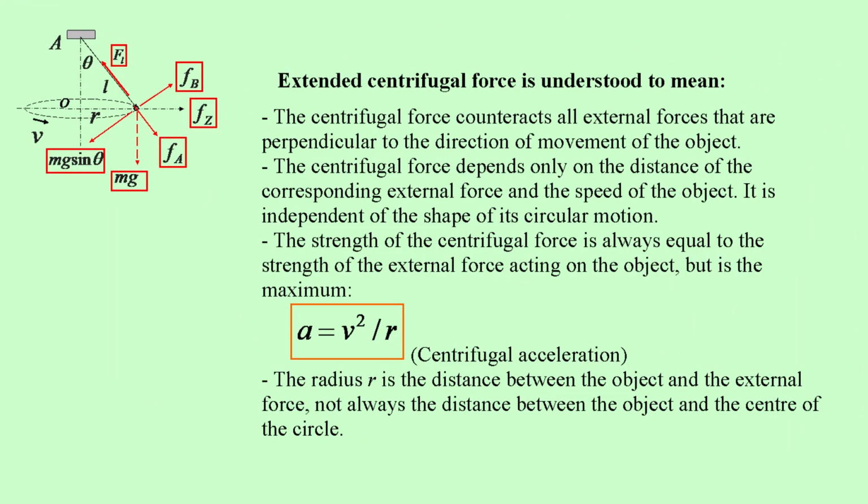Extended centrifugal force is understood to mean that the centrifugal force counteracts all external forces that are perpendicular to the direction of movement of the object. The centrifugal force depends only on the distance of the corresponding external force and the speed of the object. It is independent of the shape of its circular motion. The strength of the centrifugal force is always equal to the strength of the external force acting on the object, but is the maximum. The radius r is the distance between the object and the external force, not always the distance between the object and the center of the circle.